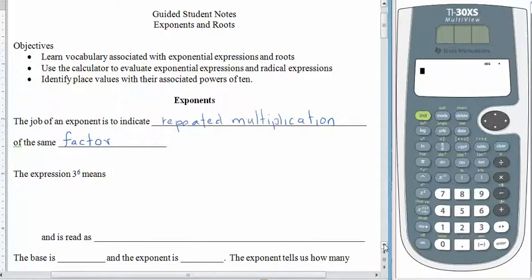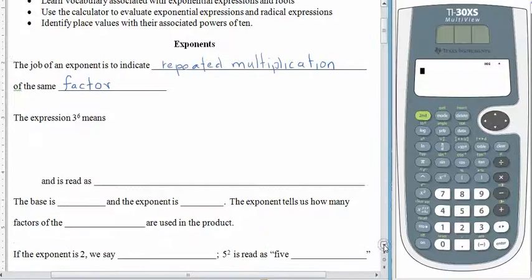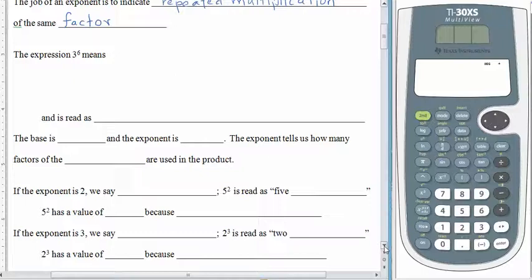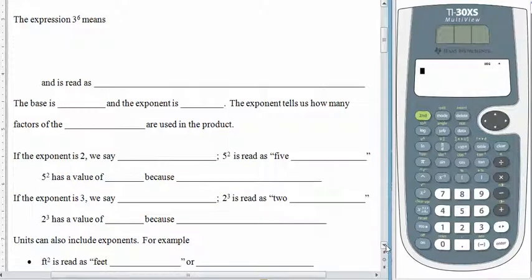So when you see the expression 3 to the 6th power, what that means is that we are multiplying the factor 3 six times. 3 times 3 times 3. Let's see, 1, 2, 3, 4, 5 times 3. So here we have 6 factors of 3.